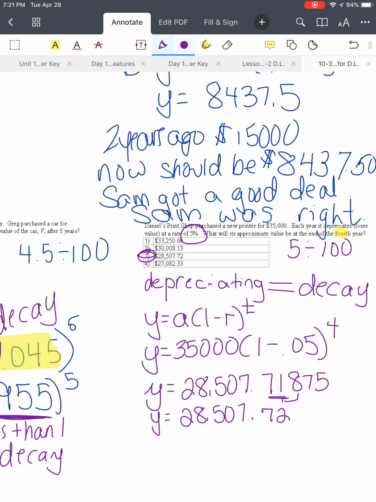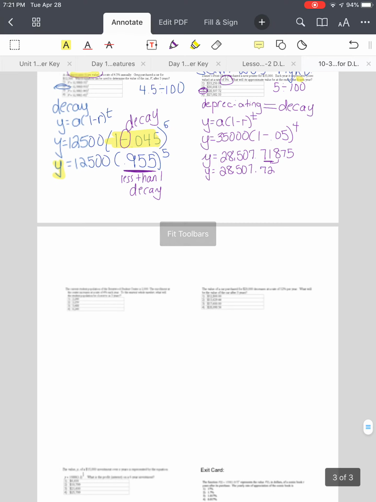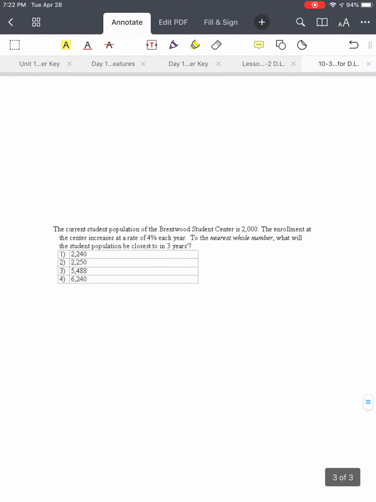Okay, let's take a look at just a couple more. I think that's all we have for today. A few more. The current student population of the Brentwood Student Center is 2,000. The enrollment at the center increases at a rate of 4% each year. So now, if it's increasing, growth or decay? Growth.